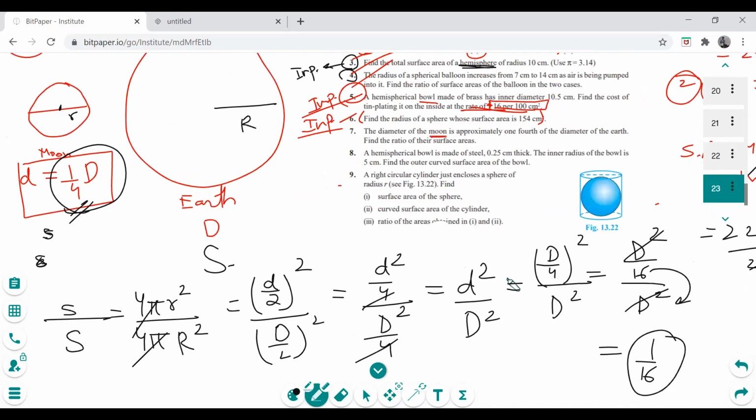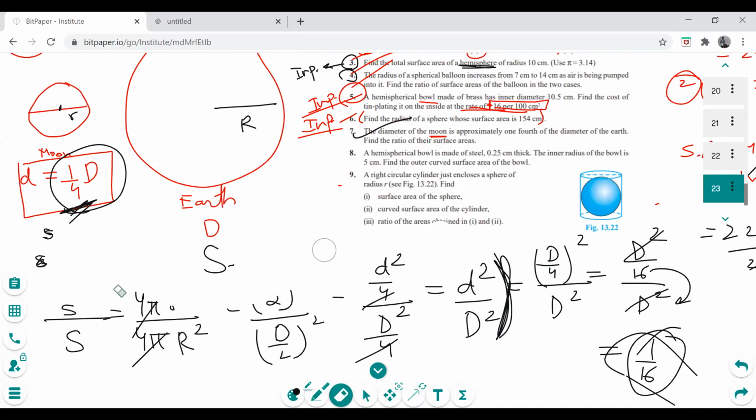Now getting stuck at this point. Now I don't know what to do. So I went for the given stuff. I plug in the values, I cancel out the d squares, and I have my ratio here. So my 7th question is done. That's good news.